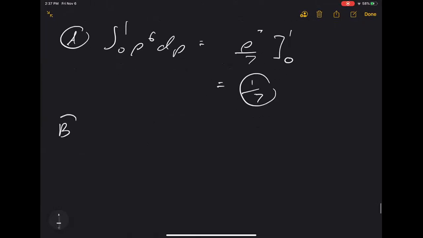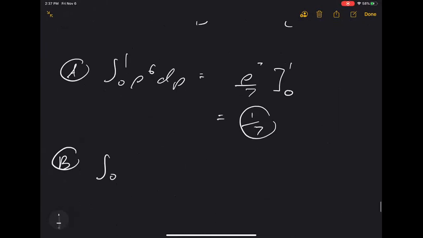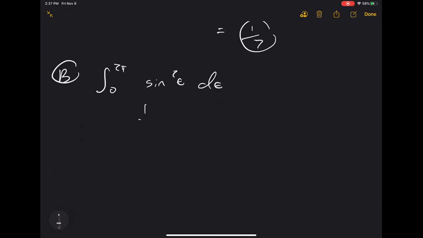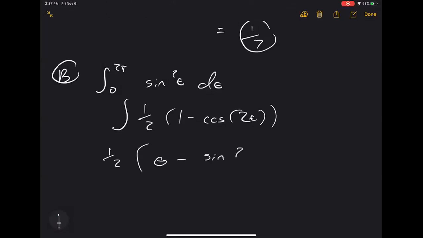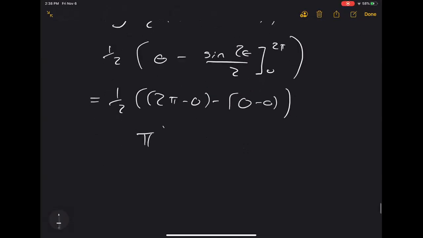How about the B integral? Sine squared of theta d theta from 0 to 2 pi. Again, trig stuff is important here. I use the double angle: sine squared is equal to 1/2 times 1 minus cosine 2 theta. Pull out the 1/2, integrate. I get theta minus sine of 2 theta over 2, from 0 to 2 pi, which equals 1/2 times 2 pi. What's sine of 4 pi? That's 0. So 1/2 times 2 pi is pi.